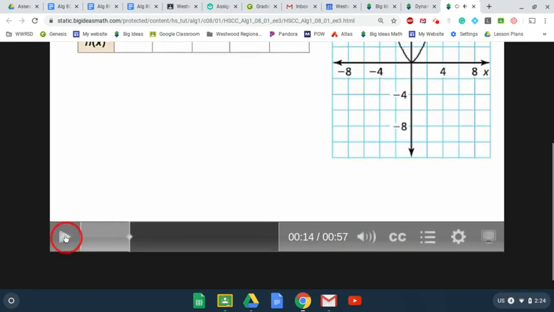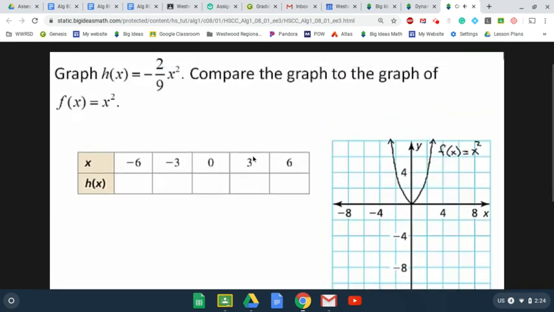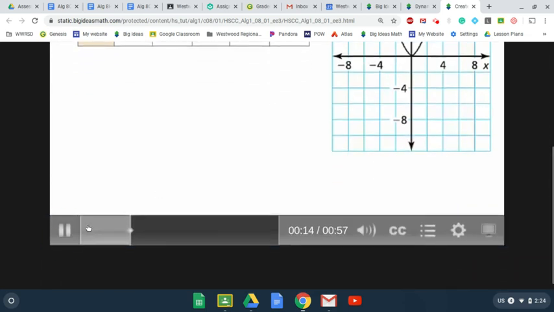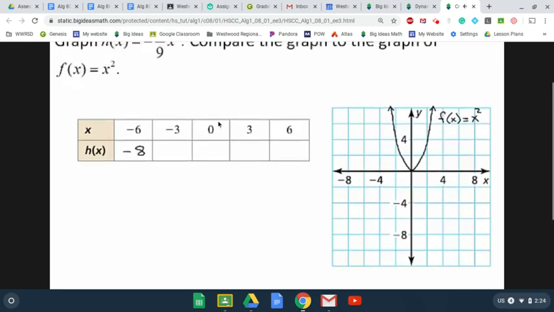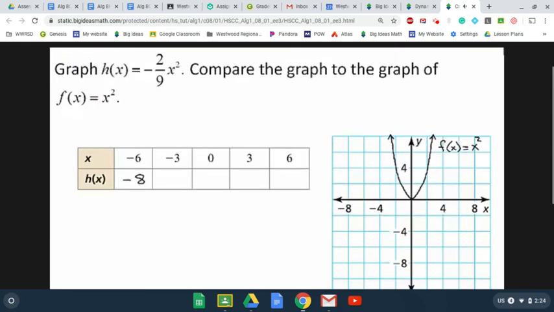Substituting -6 for... So I just want to point out, look at how they, again, went by threes in their table, because 3 is a number that's divisible by 9. Going by nines would be really big on our graph, so that's why they went by threes here. For x and the function h gives h of x equals -8. Similarly, when x equals -3, h of x equals -2. When x equals 0, h of x equals 0. When x equals 3, h of x equals -2. And when x equals 6, h of x equals -8.